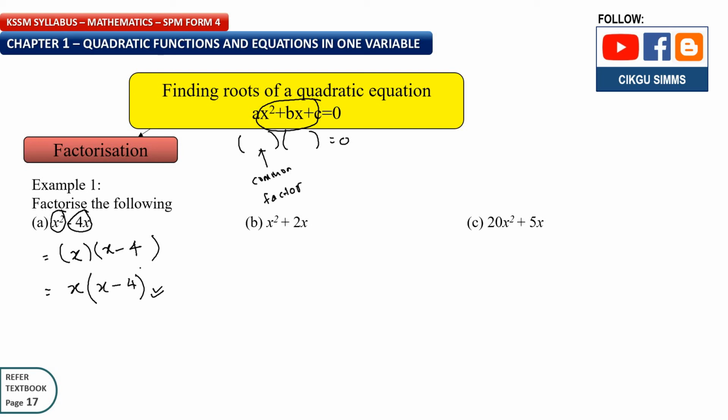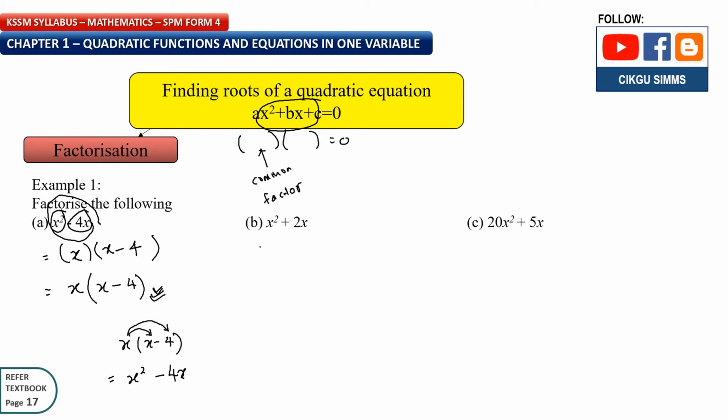If you want to check whether your answer is correct, you can multiply inside to see. The first term, x times x, you get x squared. The second term, x times 4, you get 4x. You see, it's the same as the question. That means your factorization is correct. We try the second question here.